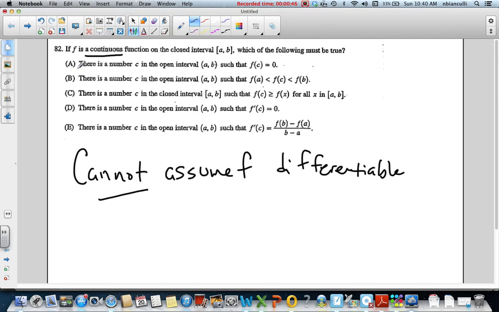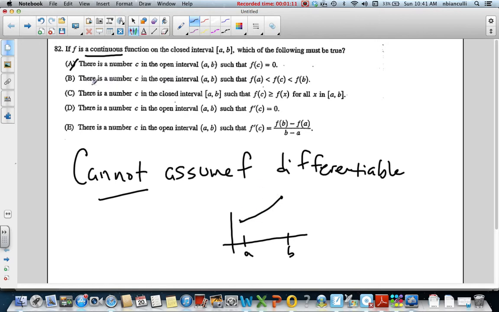So the first part says there is a number c on the open interval ab such that f of c is equal to 0. Well, just because the function is continuous doesn't mean we have to have f of c ever equaling 0. Maybe the function's totally above the x-axis. Maybe it's totally below. It could just totally be above or below the x-axis, and then we're fine.